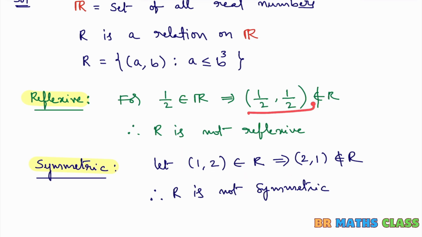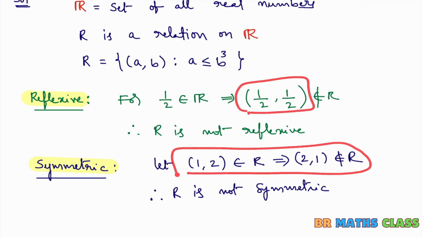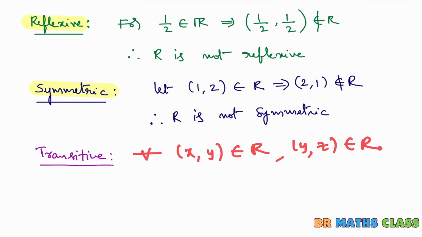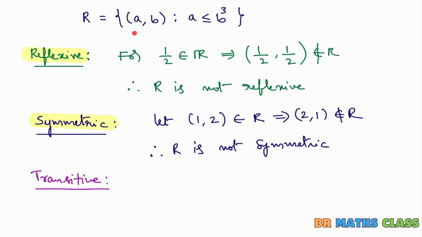Finding such examples is your task when you try the problems on your own. How to check the transitive condition? First, I'll take a pair of ordered pairs like this: (x, y) belongs to R and (y, z) belongs to R. Later, I'll check whether the ordered pair (x, z) belongs to the relation or not. If (x, z) belongs to the relation, then I say that relation is transitive. You observe, I need to find a pair of ordered pairs.